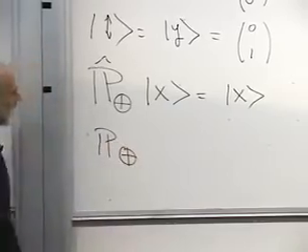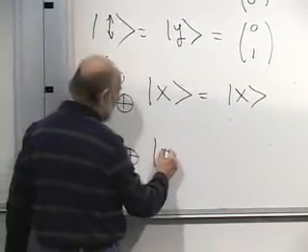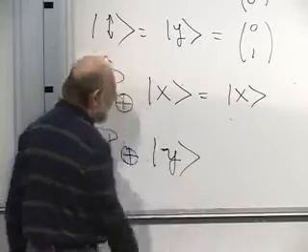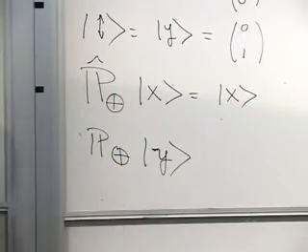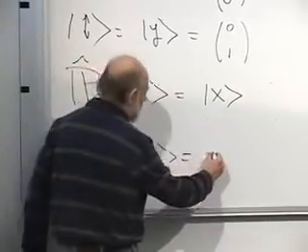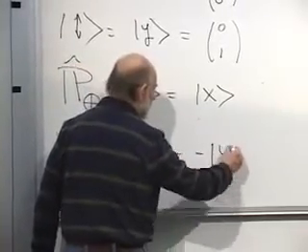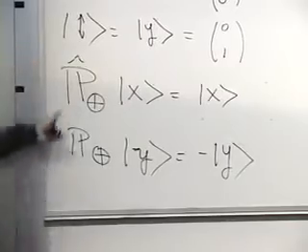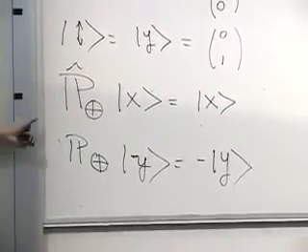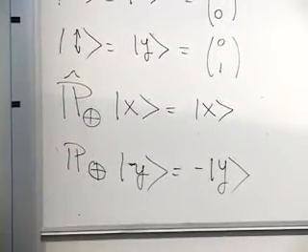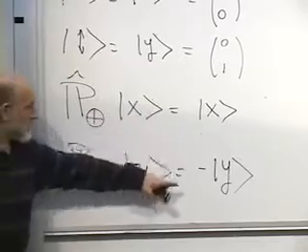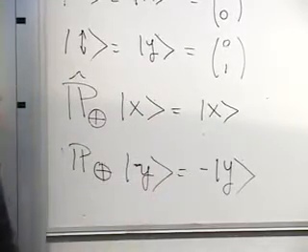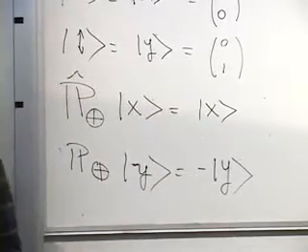Same operator, acting on a different vector, y. Y has eigenvalue -1, and so this is equal to -y. That completely specifies the operator P with this subscript xy polarization. You know how it acts on x, you know how it acts on y. In fact, you know how it acts on any linear superposition of x and y. You can even represent it as a matrix.